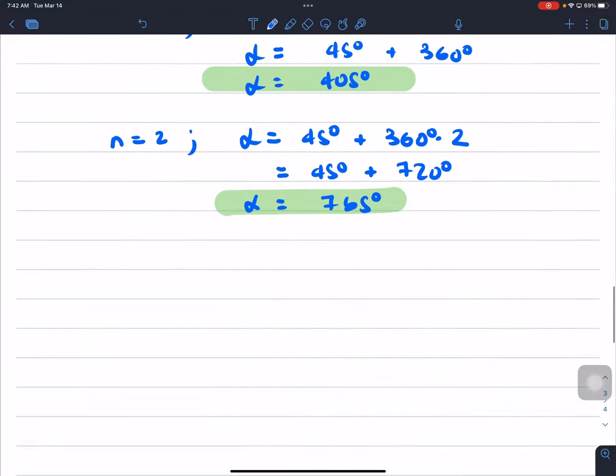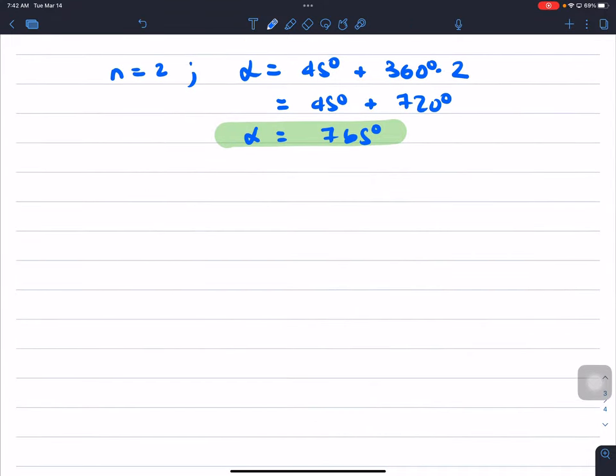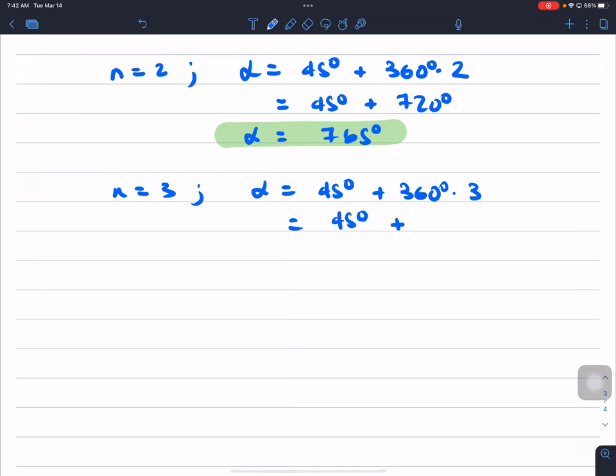Okay, what would you do now to get the third? Well, if n is 3, what do we have? 45 plus 360 times 3. And what does that give you? 45 degrees plus, what's 360 times 3? Is that 1,080? What's 1,080 plus 45? Do you guys know? It's 1,125 degrees. Good job. So this is my next coterminal angle.